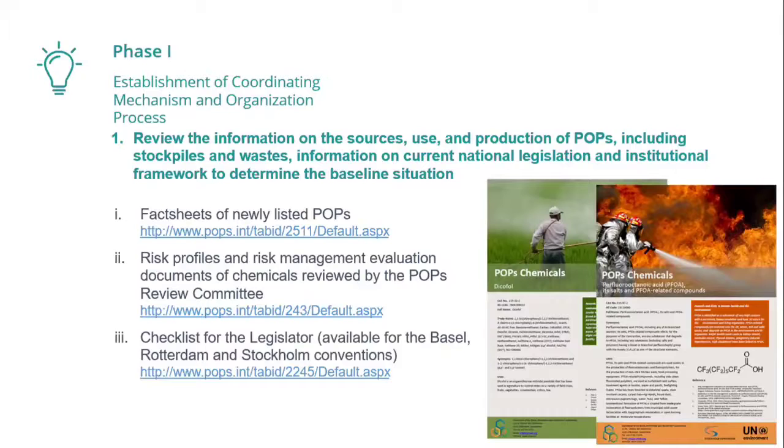There is also a not directly related, but very much related, document: the checklist for the legislator, which is also available on the Basel, Rotterdam, Stockholm Convention websites. This is about what a country that wants to develop national legislation should look at and what it needs. It is kind of a model legislation, if you will. It gives some idea about the type of legislation parties would need to implement the convention successfully. That information is also available in this link.